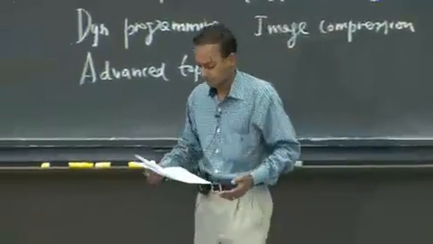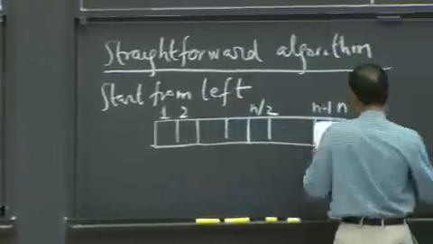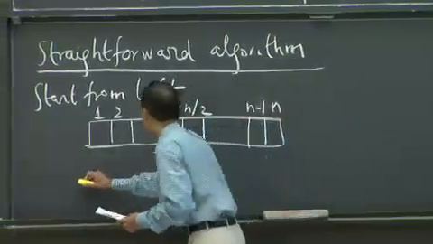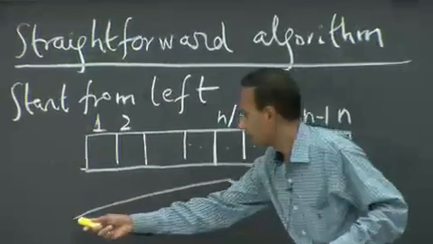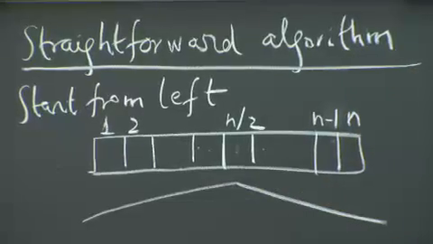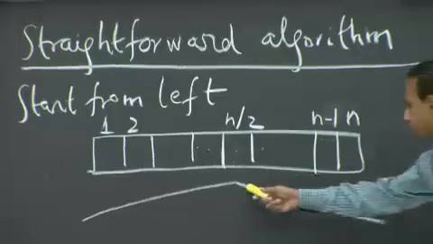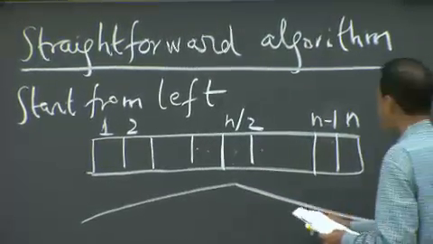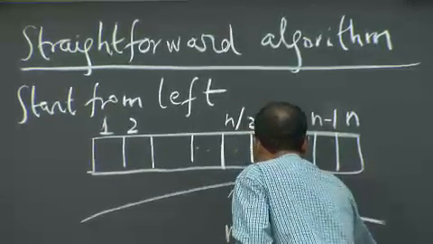So let's talk about the straightforward algorithm. The straightforward algorithm is something that starts from the left and just walks across, and you might have something that looks like that. By this I mean the numbers are increasing as you start from the left. The peak is somewhere in the middle, and then things start decreasing. Right. So in this case, this might be the peak.